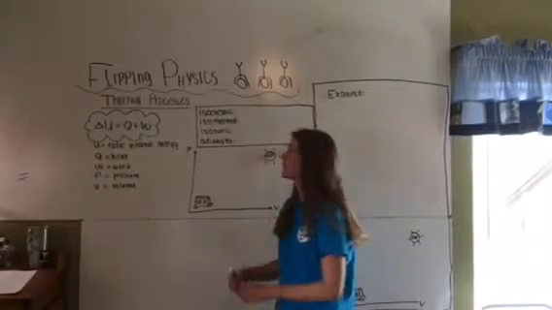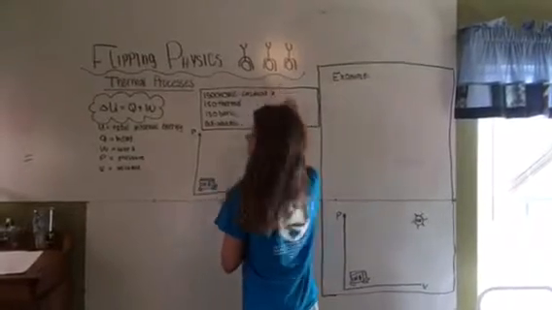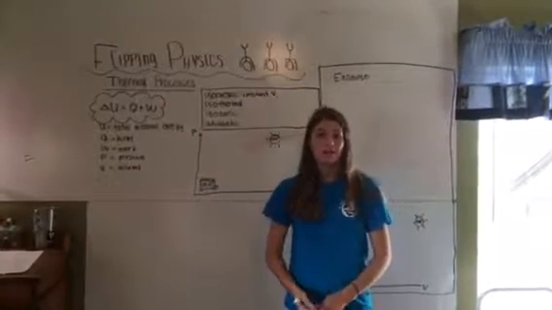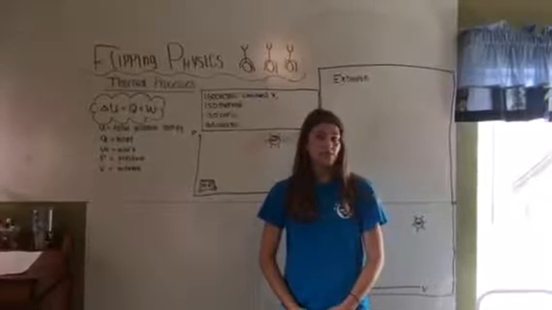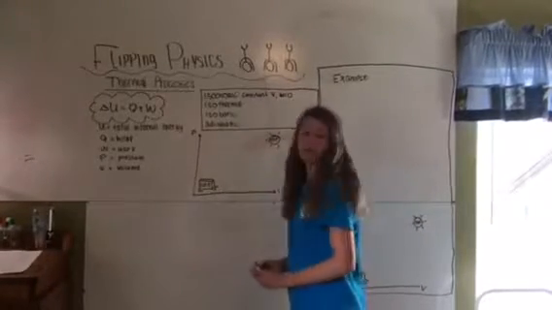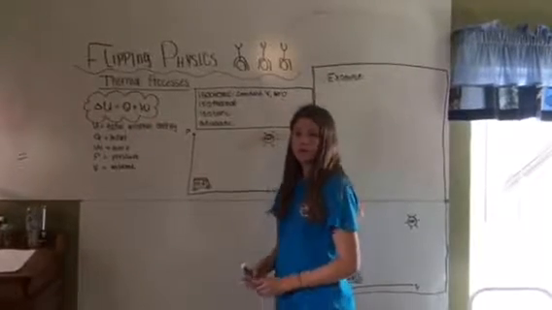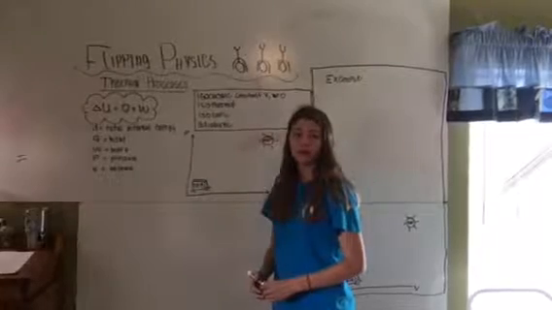Isochoric has a constant volume. Now this means that there is no work done. So W equals 0. In our formula, delta U equals Q plus W. Since W is equal to 0, delta U equals Q.